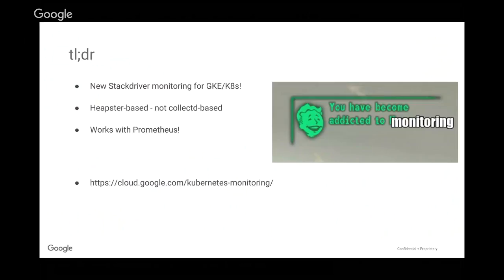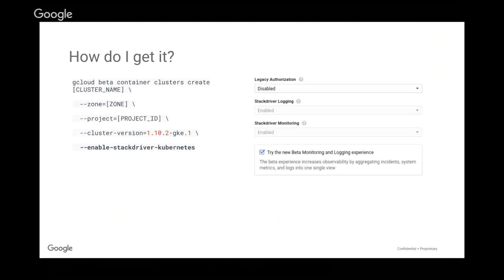Awesome. All right. So obviously the first question people are going to ask is, all right, this thing is in beta. How do I get it? How do I opt in if I actually want to try this for myself? Well, thankfully, the product folks have made this really easy to take advantage of. Two different options. If you're creating a cluster from the command line, you use the beta flag, and then you just use the enable Stackdriver Kubernetes flag when you create the cluster.